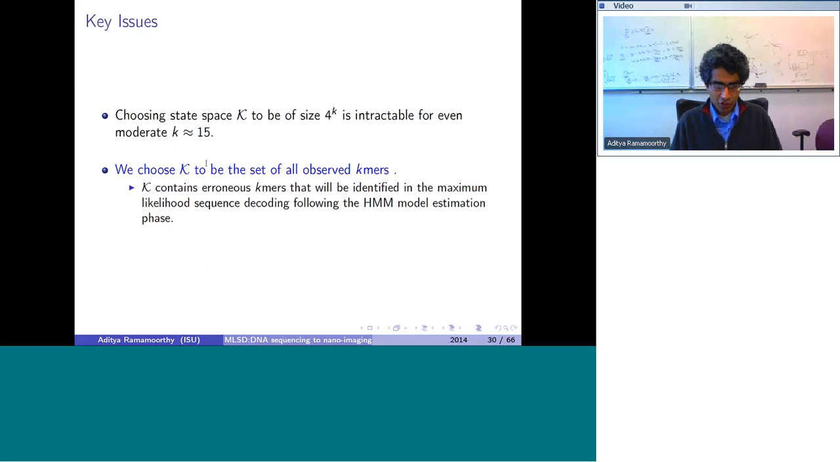The solution to that, what we do here, is to choose the state space to be the set of all observed k-mers. Clearly there are going to be some true k-mers, there are going to be some error k-mers, and the hope is that the hidden Markov model is able to differentiate between them.